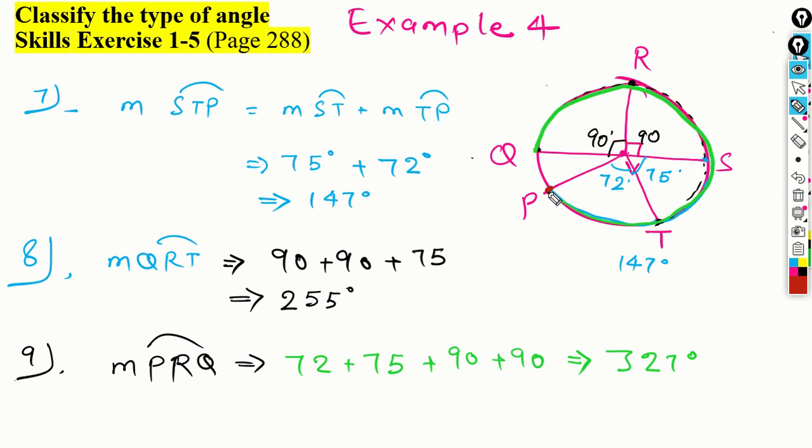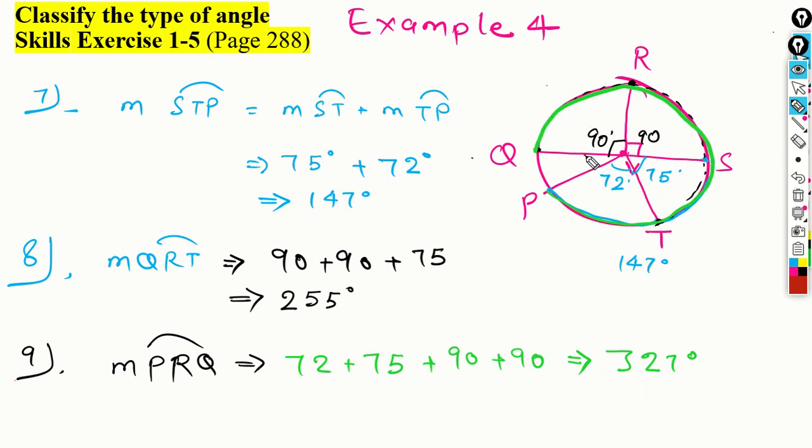PRQ. So P R Q. So can I go from this way? No, I will have to come from all the way here to R, and then I'll have to come to Q. You can say, why not from this side, because first I'm getting Q here, but if you see in the arc I have to go P R Q. Okay, so again this is very simple. You will add all of them. So this is 72, 75, 90, 90, because you are going all the way from here to here, and the sum of all of them is 327 degree.